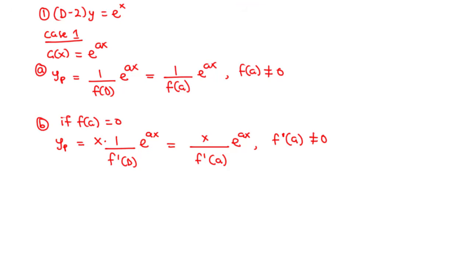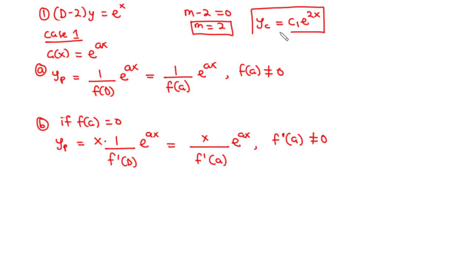So if you want to find the general solution, we have D minus 2, and then usually you are supposed to find the corresponding homogeneous differential equation, and then you find the complementary function. So for the complementary function, you have the auxiliary equation m minus 2 equals 0, and then you have m equals 2. Now, since you have m equals 2, it follows that yc is equal to c1 e to the power 2x. So this is the complementary function.